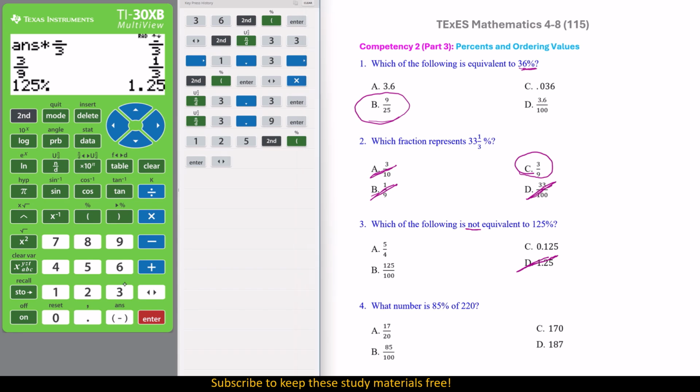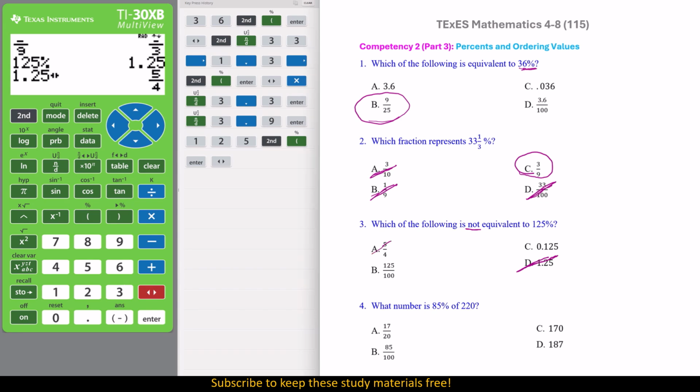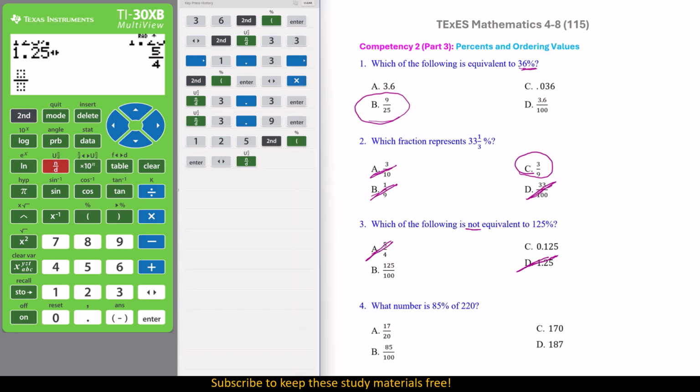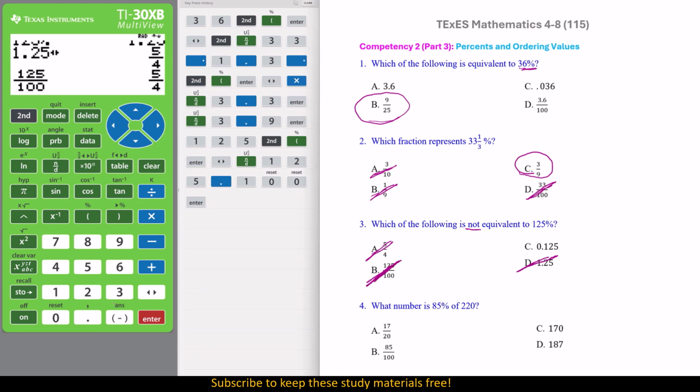What do we do now? Push your toggle button. That gives us another representation we can eliminate. Now we have 2 left, B and C. Let's check what B is. Just type it in: 125, arrow down, 100. Push enter, and that gives us the A option. Of course, we mark that out because it actually is a representation.